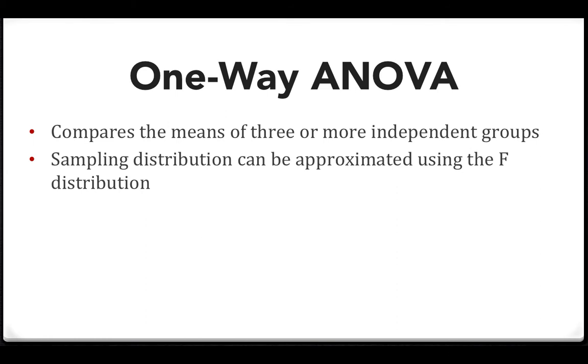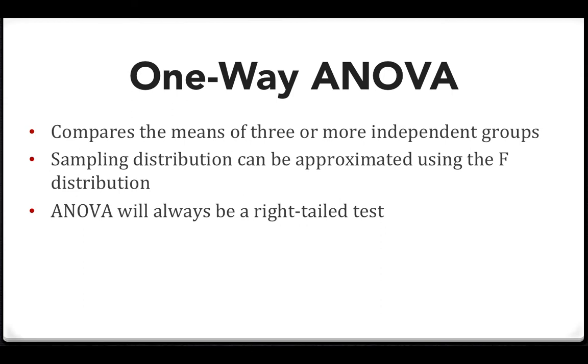When you're conducting an ANOVA, the sampling distribution can be approximated using the F distribution. As always, this is dependent on a few assumptions. In order to approximate the sampling distribution with an F distribution, the samples should be approximately normally distributed, and the sample standard deviations should be similar. ANOVAs will always be right-tailed tests. So when you're constructing the F distribution to find your p-value, it will always be right-tailed.